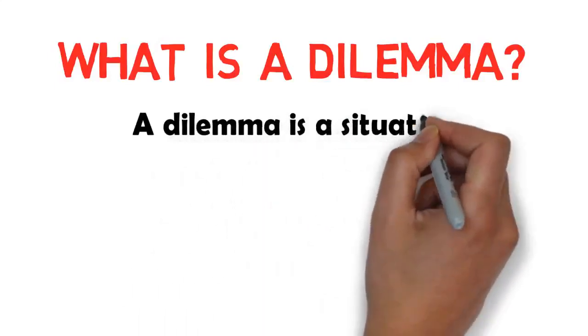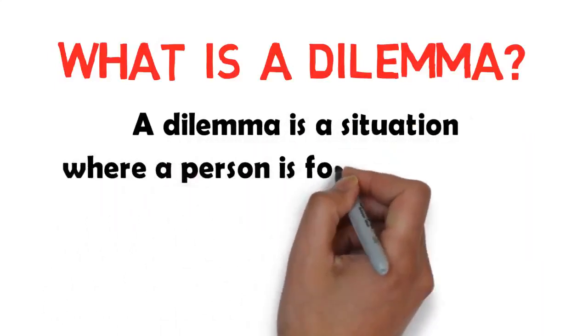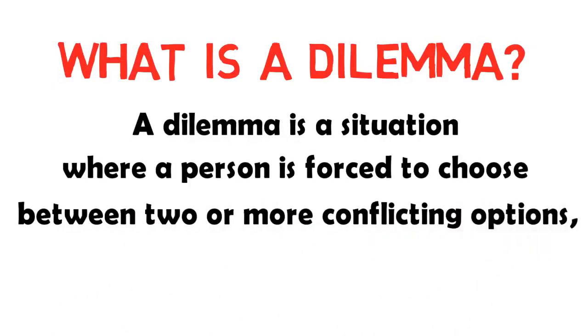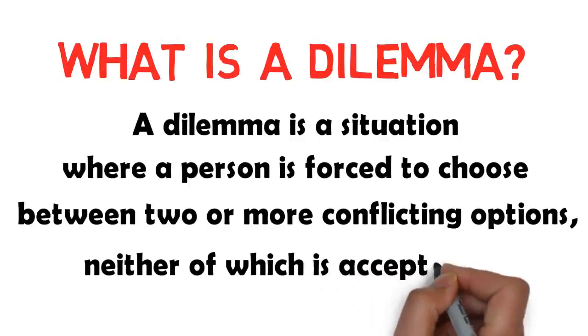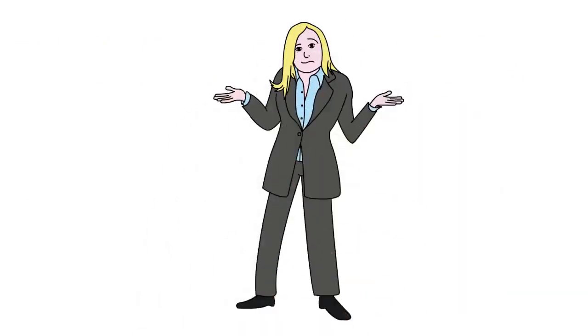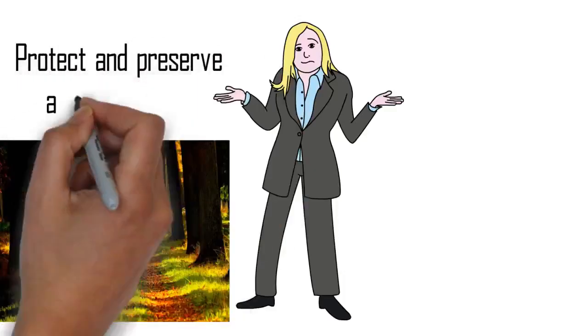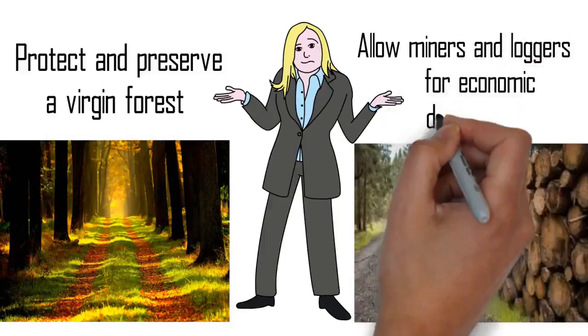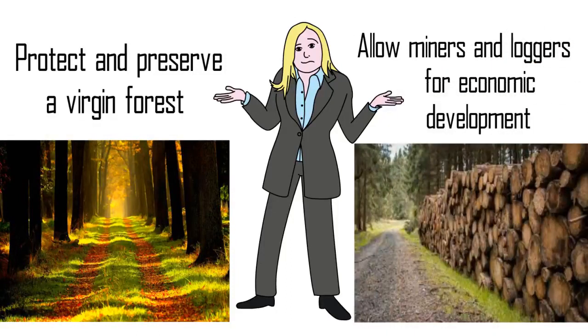A dilemma is a situation where a person is forced to choose between two or more conflicting options, neither of which is acceptable. As we can see, the key here is that the person has choices to make that will all have results she does not want. For example, a town mayor faces a dilemma about how to protect and preserve a virgin forest and at the same time allow miners and loggers for economic development in the town.